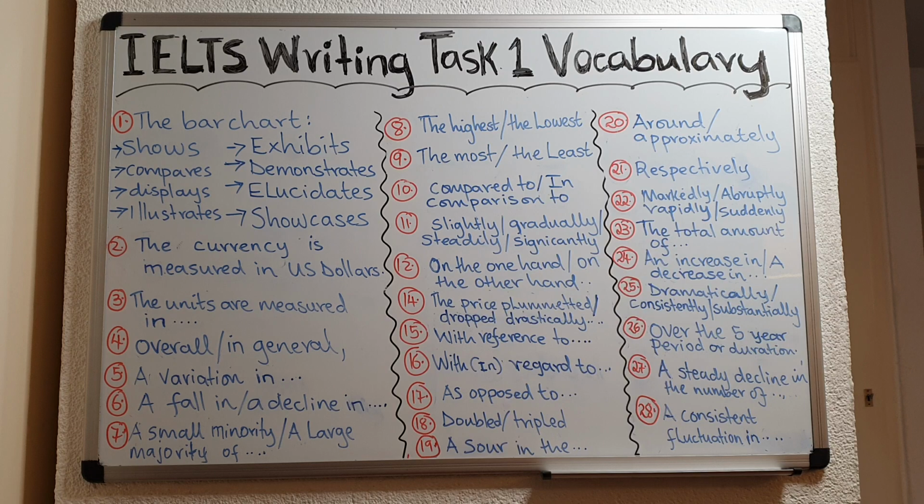So you can say that overall, over the 5-year period, there was a consistent fluctuation in the number of graduates from the United States. A consistent fluctuation. So the whole time it was going up and down, up and down. It was never going up and then down. No, it's up and down, up and down.